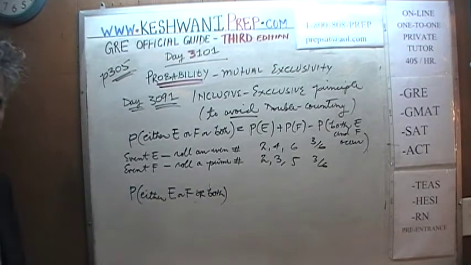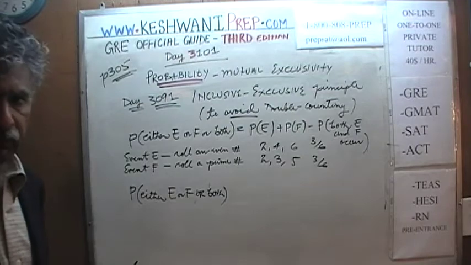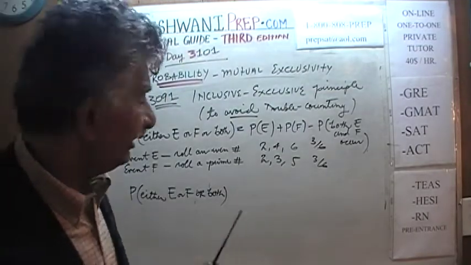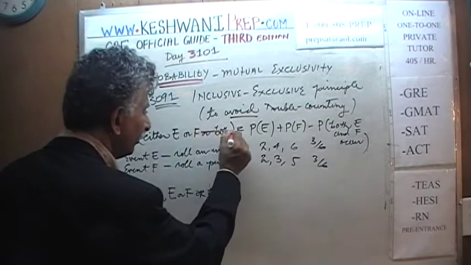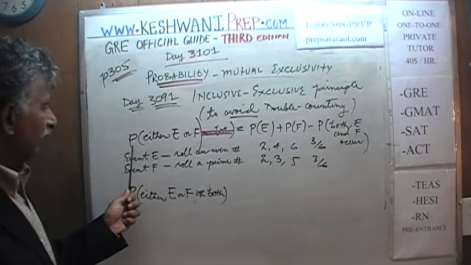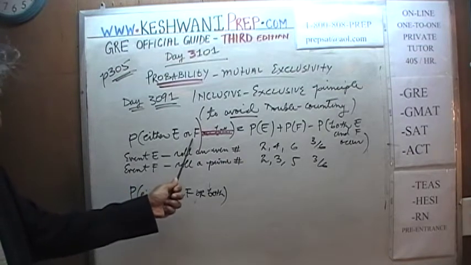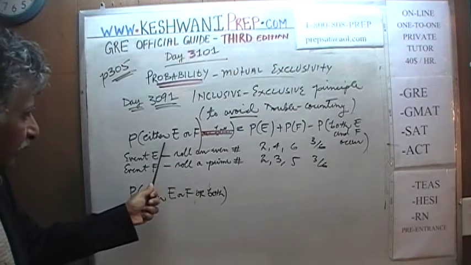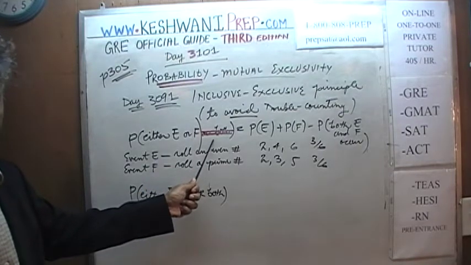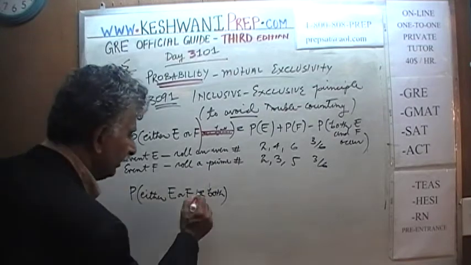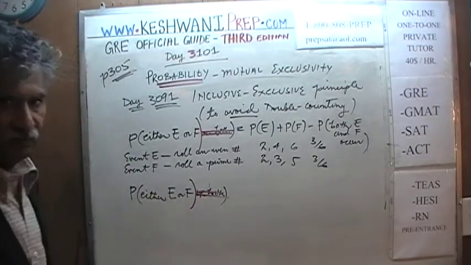So therefore, in most textbooks, out of sheer laziness, that's the only reason, people leave this out. They don't write it. They would simply say either E or F. But when they say, what are the odds that either E or F happens, included in that statement is implied either this or that or both, even though it's not there. They do not write it down out of sheer laziness.